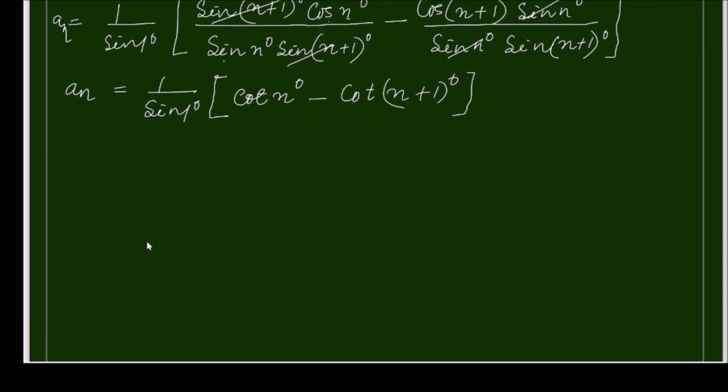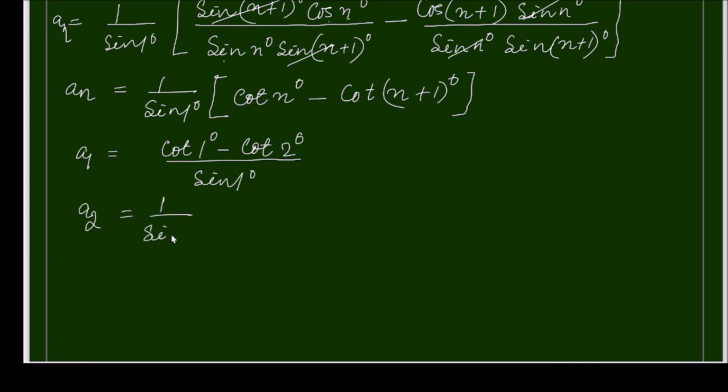So next I'll go for the telescopic sum of all the terms. That means if I write A1 is equal to cot 1 degree minus cot 2 degree, of course over sine 1 degree is there. Get A2 is equal to 1 over sine 1 degree, cot 2 degree minus cot 3 degree.